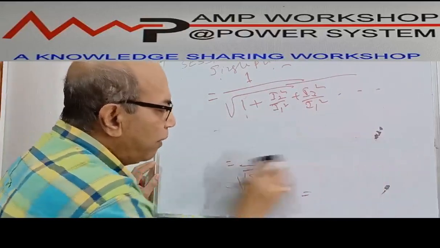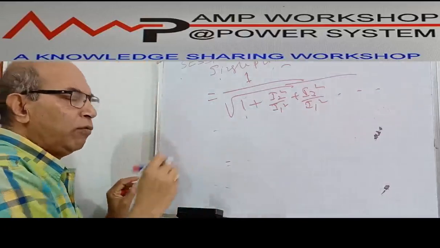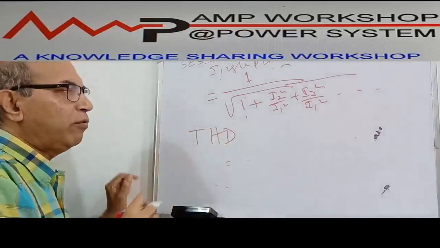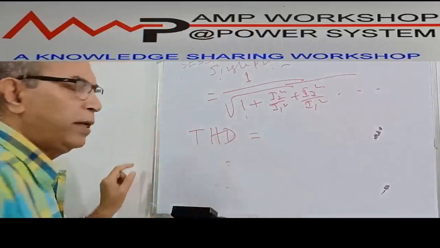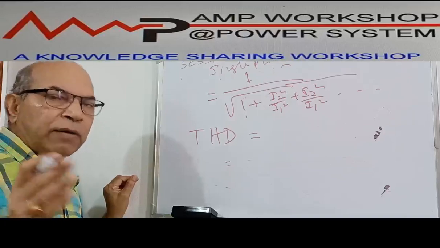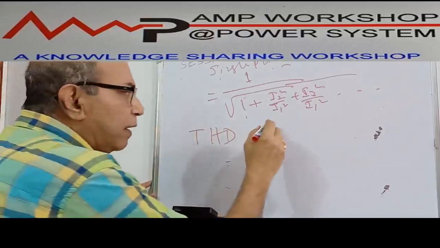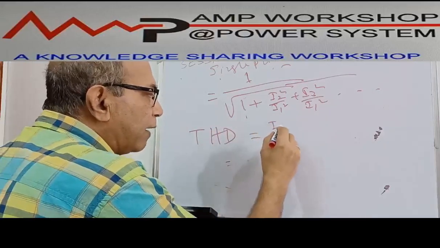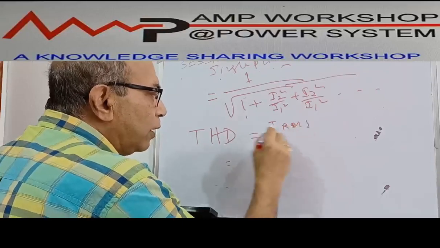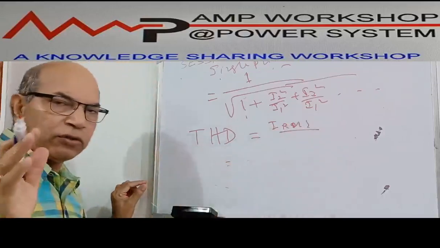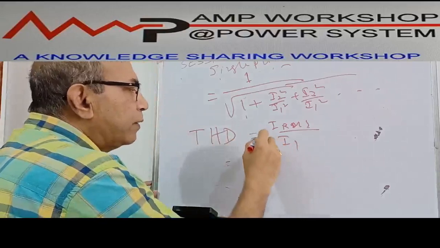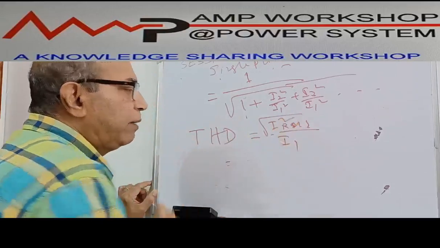Now to define this further, we use one terminology, THD, total harmonic distortion. This is defined as the distortion due to the various harmonics divided by the fundamental. Similarly it is defined by the IRMS, but this IRMS is due to the harmonics only, not the fundamental, divided by the fundamental.